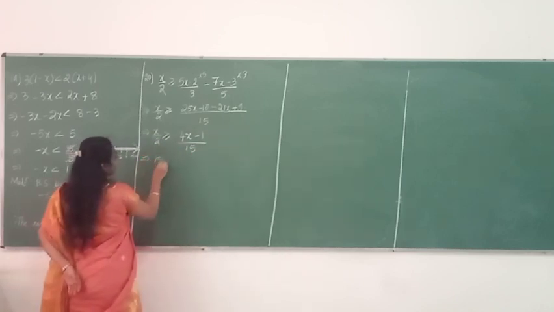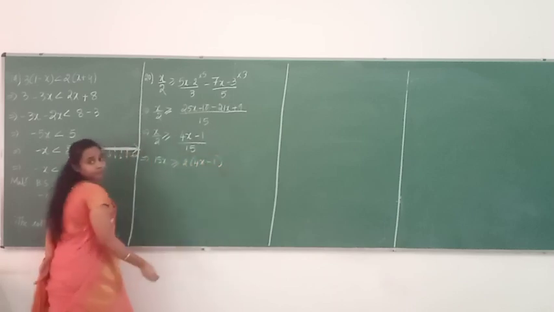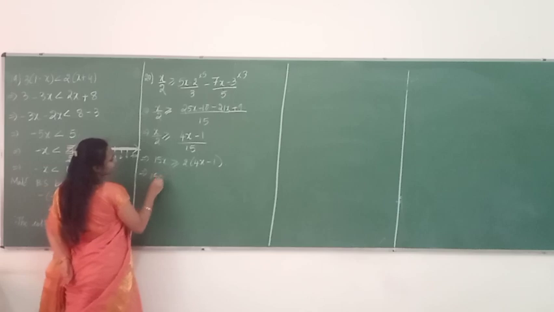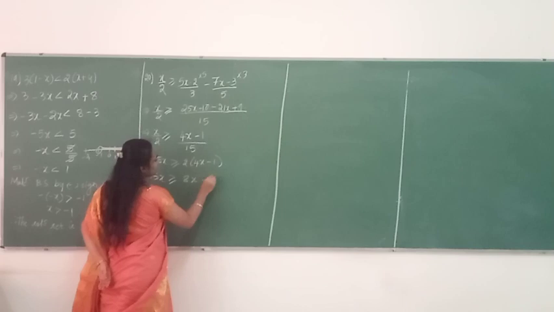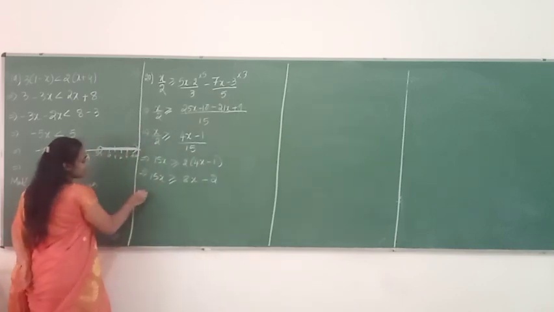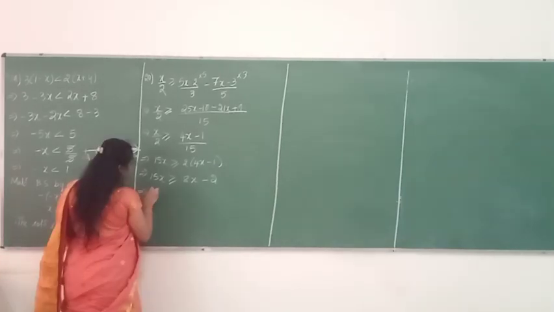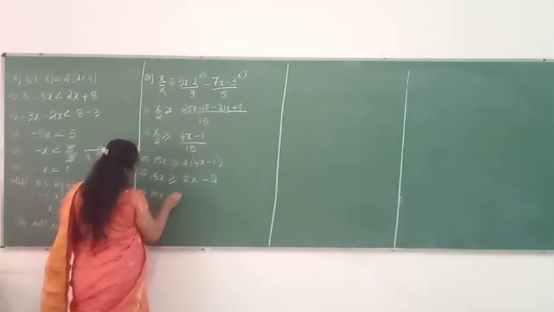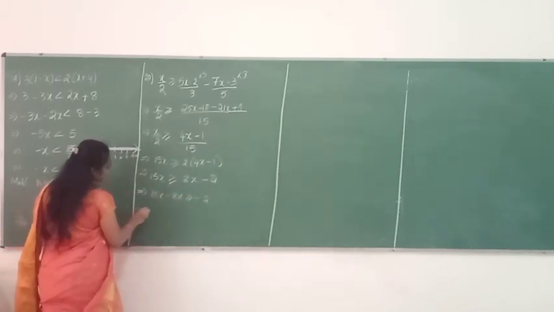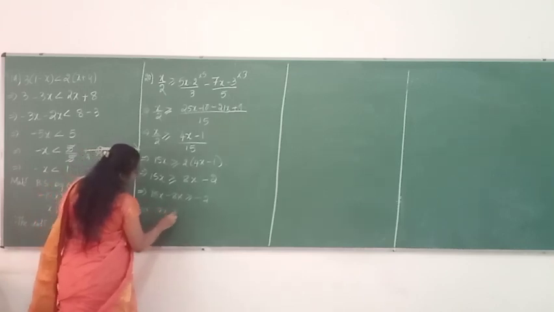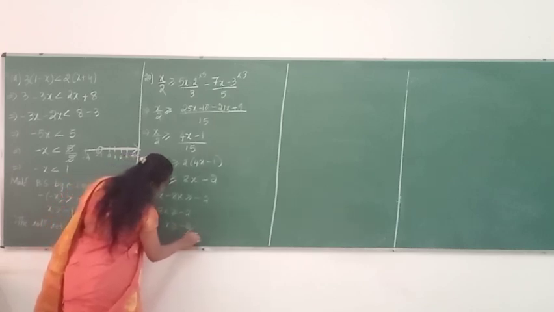Cross multiply, it will be 15x is greater than or equal to 2 into 4x minus 1. So 15x is greater than or equal to 2 4s are 8x minus 2 1s are 2. So just take variables one side. It will be 15x minus 8x is greater than or equal to minus 2. So 15x minus 8x is nothing but 7x is greater than or equal to minus 2. x is greater than or equal to minus 2 divided by 7.